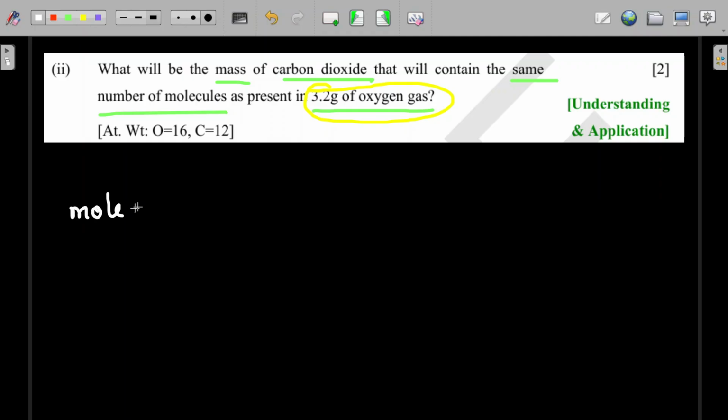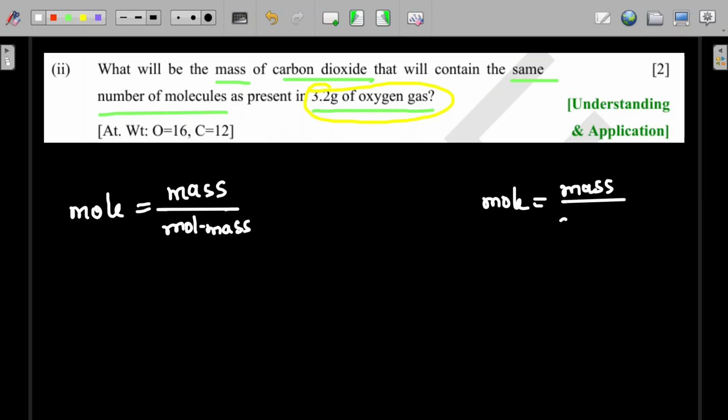Mole is always calculated by mass divided by molecular mass if it is a molecule. Or if it is an atom, say sodium, you have to divide it by the atomic mass, mass divided by atomic mass. The same relationship you will use to find the gram atom also. If they ask you the number of gram atoms, use the same formula, mass by atomic mass. For gram molecule, mass by molecular mass. Always. These two are very important formulas.